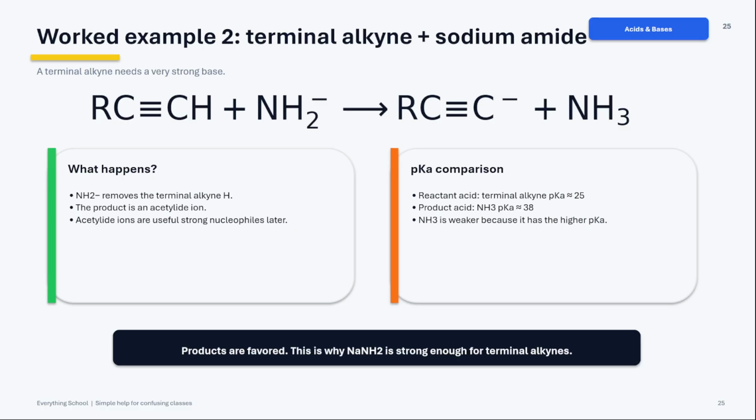Now use the pKa comparison. The reactant acid is the terminal alkyne with pKa about 25. The product acid is NH3 with pKa about 38.